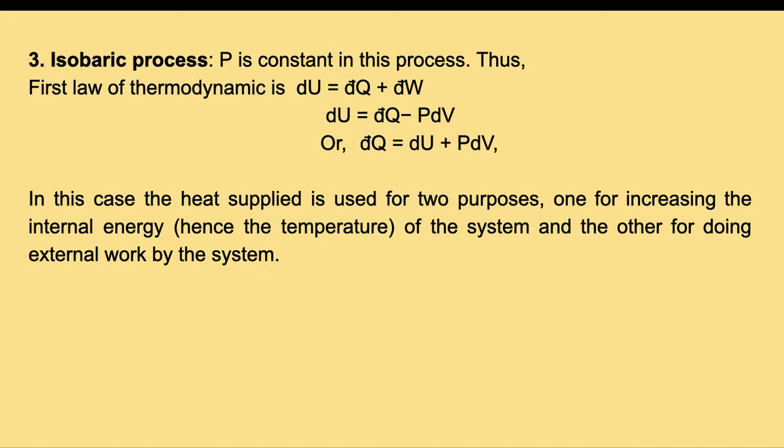And next is the isobaric process. And here, as we know, for an isobaric process, P is a constant, pressure is a constant, and our first law of thermodynamics is dU equals d̄Q plus d̄W, and this d̄W you are writing as minus PdV. So dU equals d̄Q minus PdV, or d̄Q is equal to dU plus PdV. So in this case, the heat supplied to the system is used for two purposes. One for increasing the internal energy and hence the temperature of the system, and the other for doing external work. So the heat given to a system is utilized for increasing the internal energy and for doing external work when it is an isobaric process.